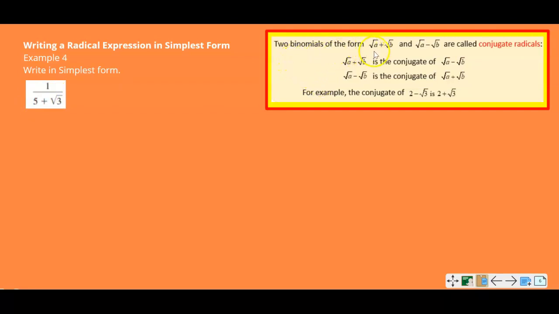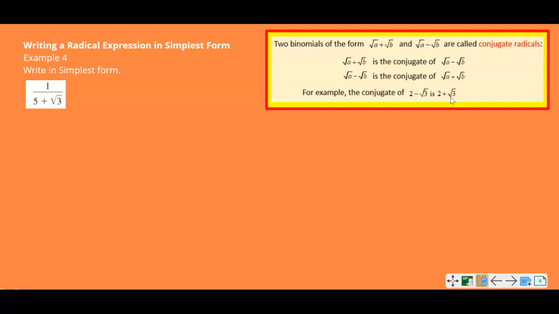So two binomials of the form square root of a plus square root of b and square root of a minus square root of b are called conjugate radicals. Okay, so both parts do not have to be a square root. You can see here an example. The conjugate of 2 minus the square root of 3 is 2 plus the square root of 3. So same binomial, different sign in the middle.